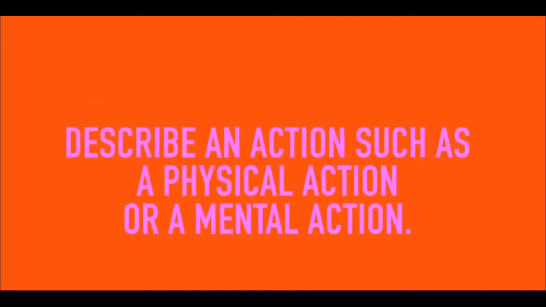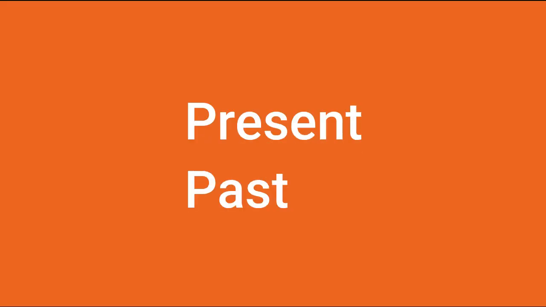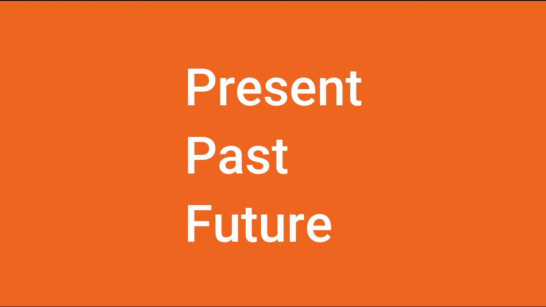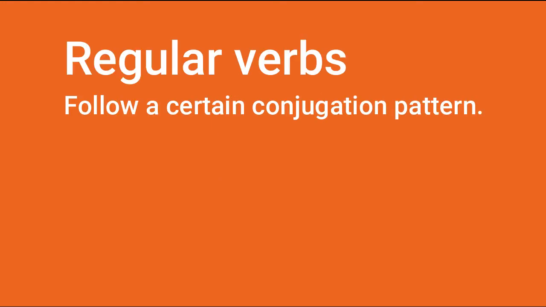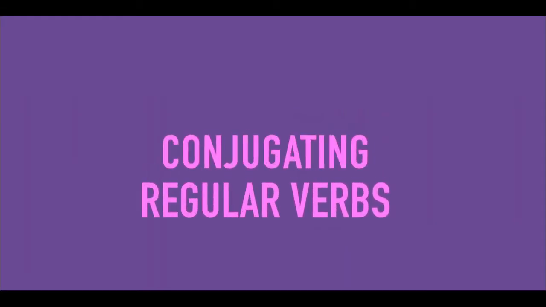Okay, let's talk about verbs. Verbs describe an action, such as a physical action or a mental action, and a state of being. Verbs can be changed from the present tense to the past tense and the future tense. There are 2 types of verbs: regular verbs that follow a certain conjugation pattern and irregular verbs that do not have a specific conjugation pattern.